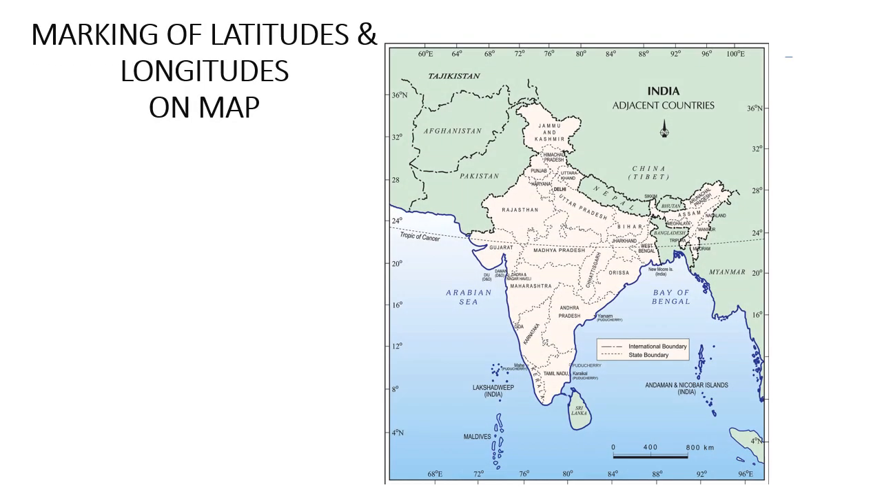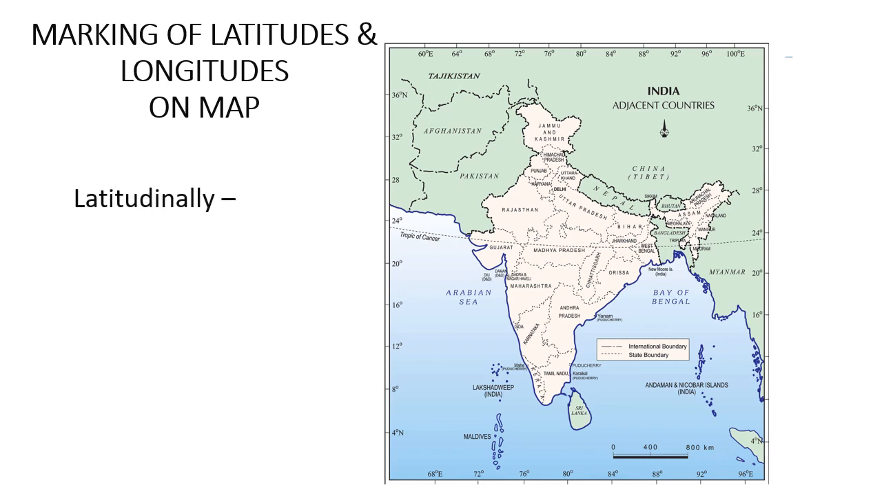Now we will see how to draw these imaginary lines on the map of India to locate them correctly. See, the lines have not been shown, but yes, the numbers have been marked. The numbers of latitude and longitude have been marked.